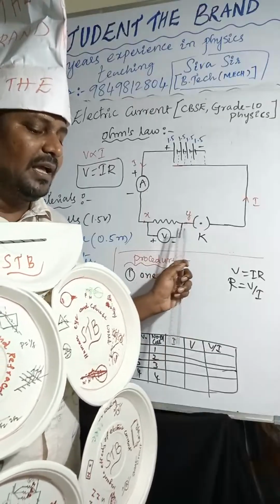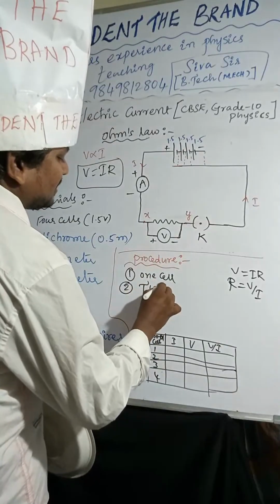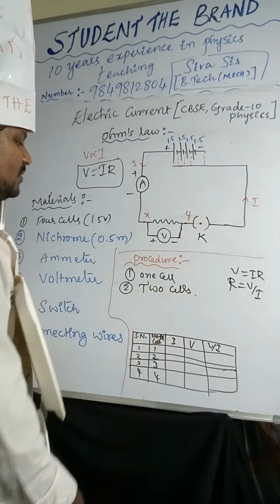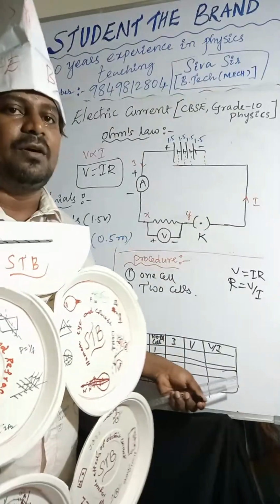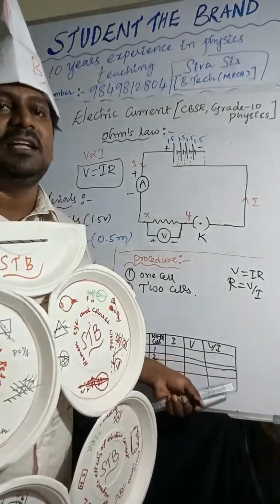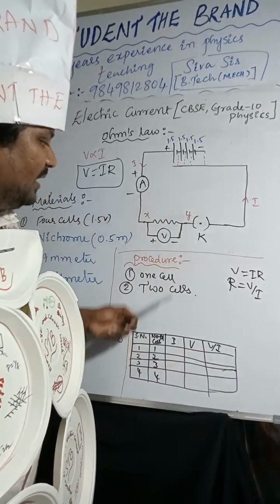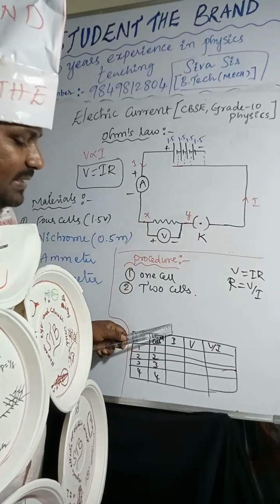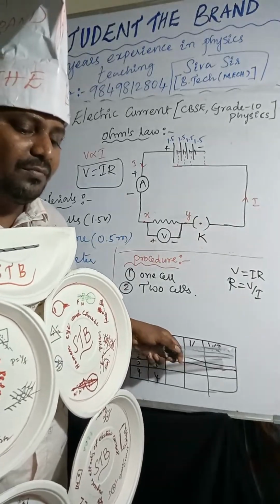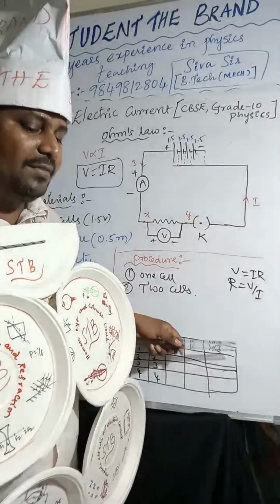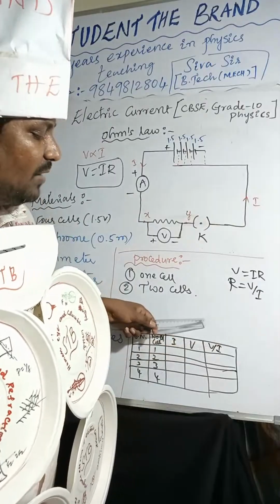So one cell I am taking. Next, we connect 2 cells. The second one is 2 cells. We connect 2 cells and note down the readings of the ammeter and voltmeter again and mention them in the tabular form. Ammeter reading is current, voltmeter reading is potential difference, in the V by I form.